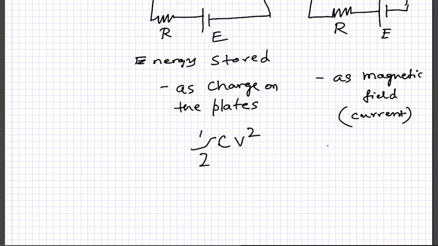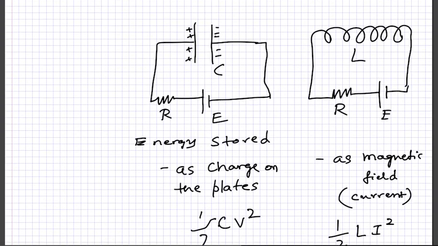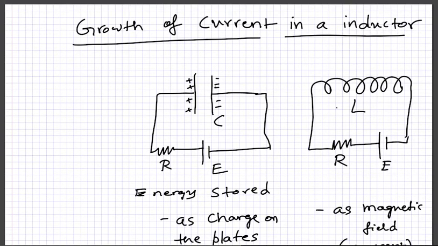Here it is half Li square. We will come to what it is. So the difference between the two is, in an inductor, the current flows through the coil, due to which it produces a magnetic field around it. This magnetic field is such that it opposes the current that created the field. Therefore you are doing work against the magnetic field.